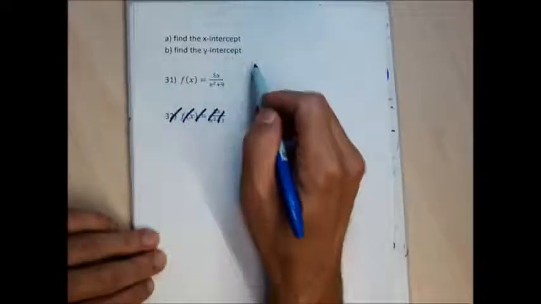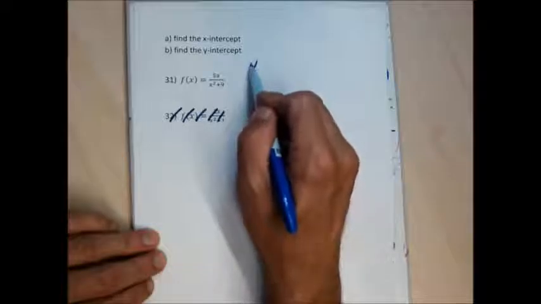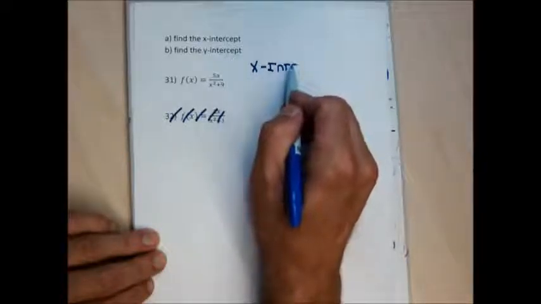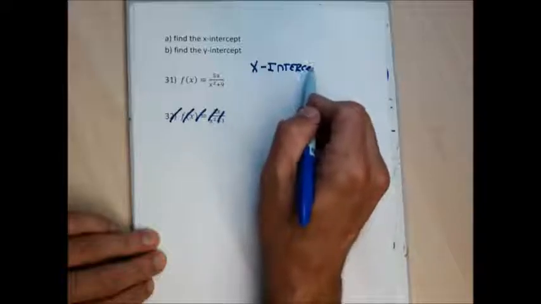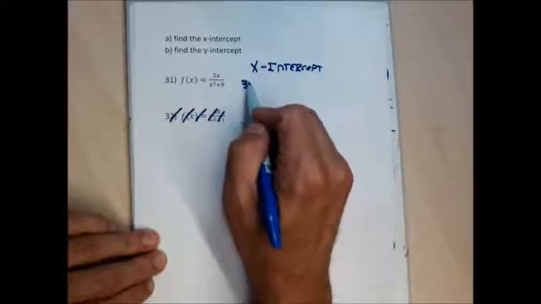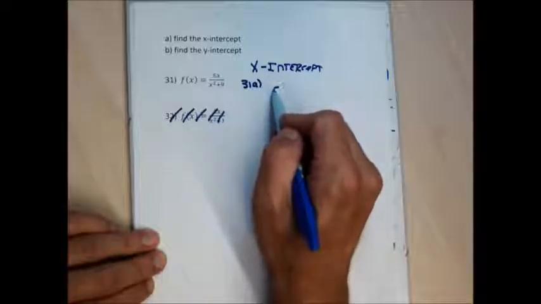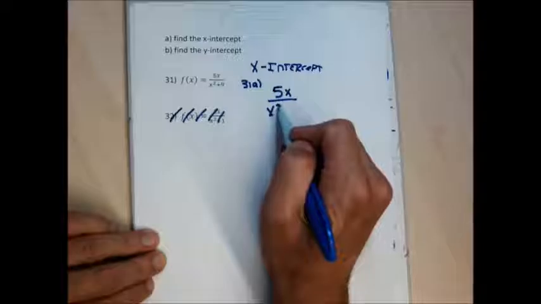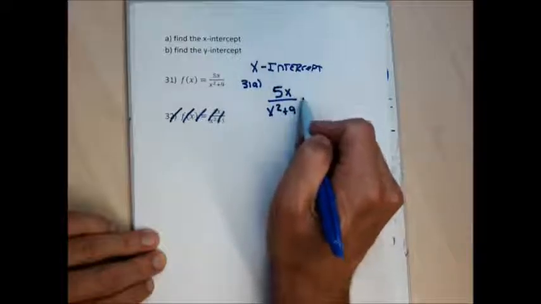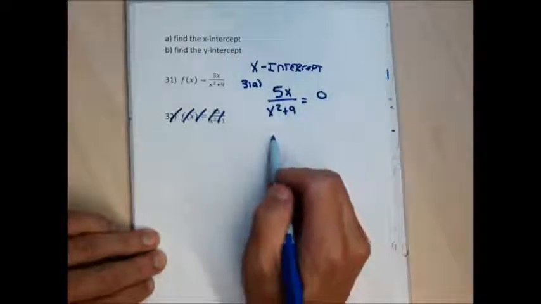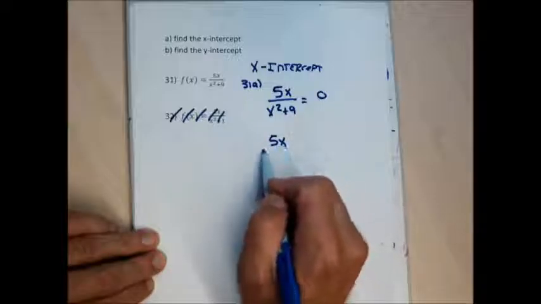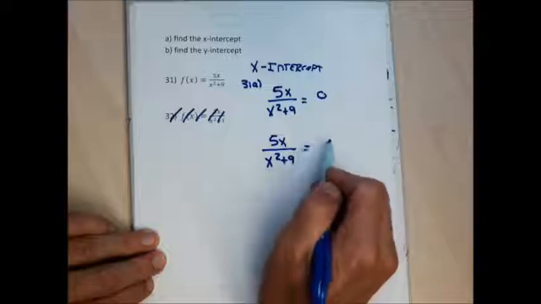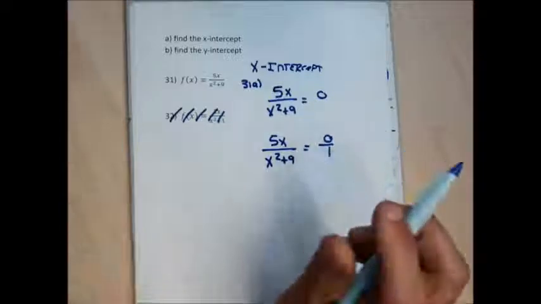So to find the x-intercept, I can either set the whole fraction equal to 0 and cross multiply, or I can just set the numerator equal to 0. So as I go to do 31a, you can take the entire fraction, 5x over x squared plus 9, and set it equal to 0. If you do it that way, you write the 0 as 0 over 1, and then you'd cross multiply.